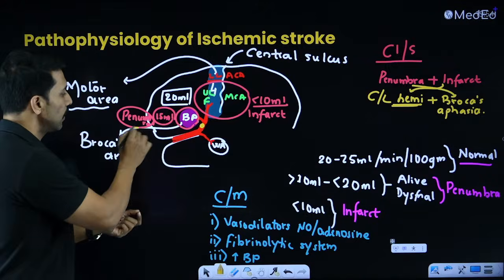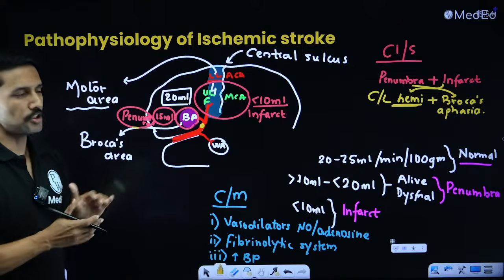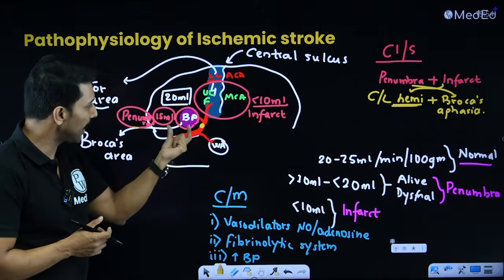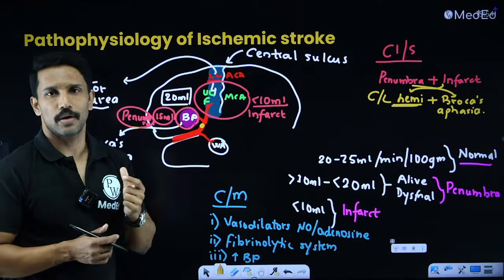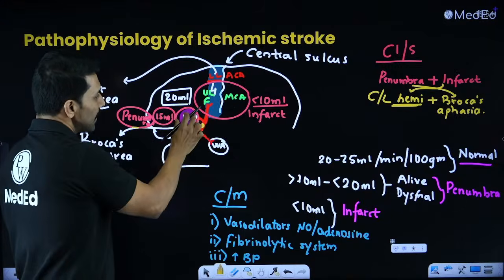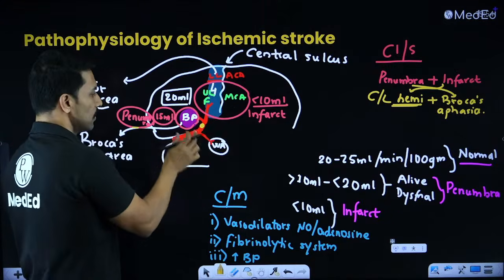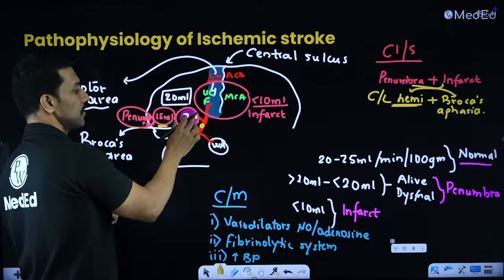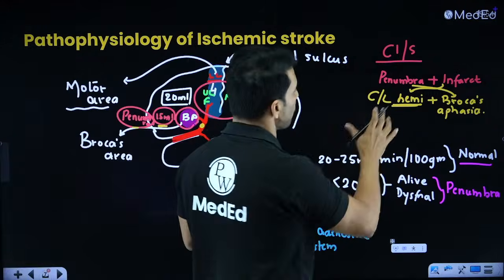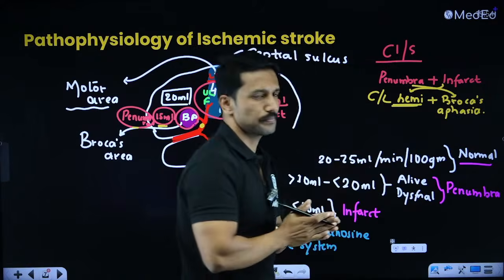So this becomes penumbra. So when I see this patient, at this stage, he has an infarct in the motor area and the Broca's area is penumbra. Okay. So when I see him, technically both the areas are dysfunctional. This is dead, it can't work. This can't work because it is not getting sufficient blood supply to work, but this is alive. So his clinical features are a combination of penumbra plus infarct.